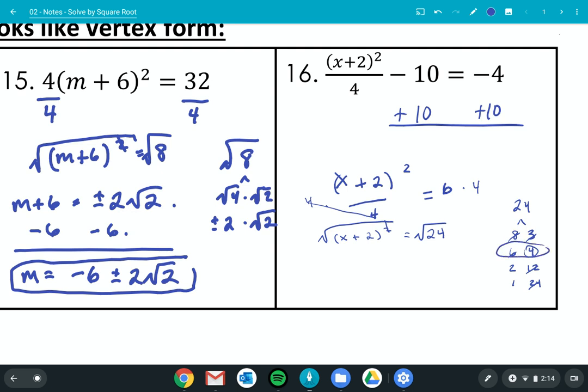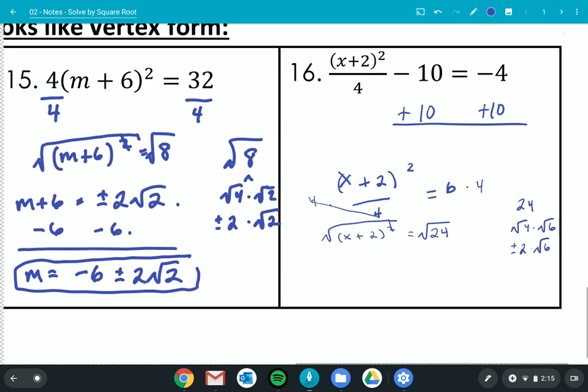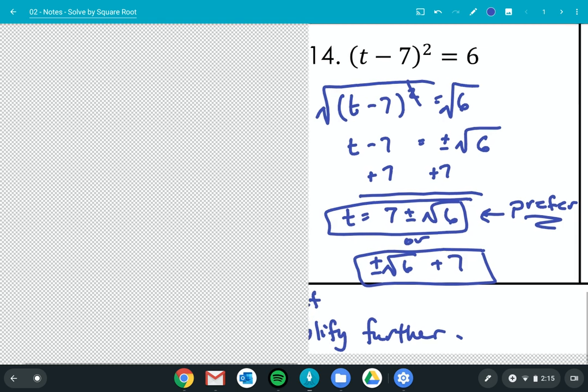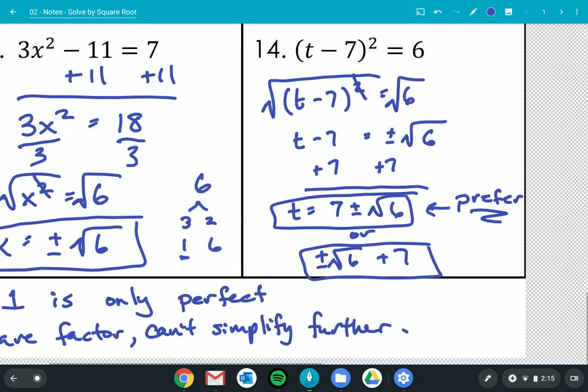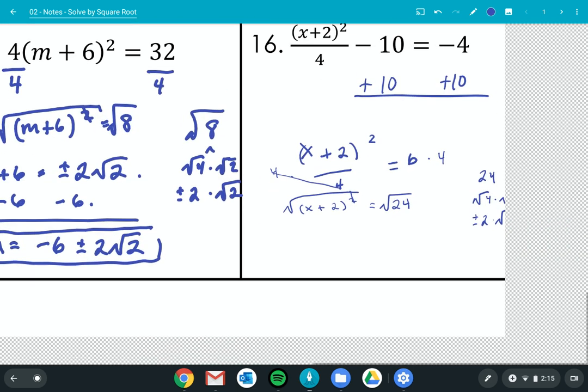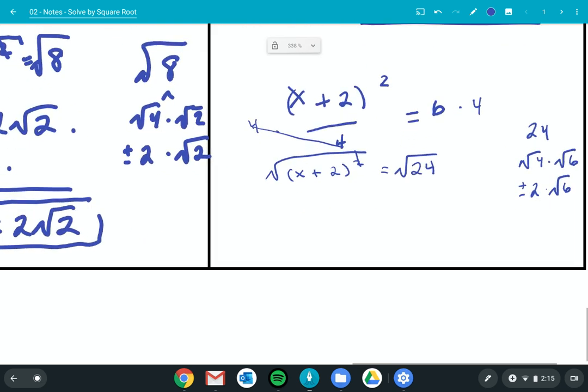So this guy breaks down into the square root of 4 times the square root of 6, starting with the perfect square. Which then breaks down into plus or minus 2 times the square root of 6. And I can leave the square root of 6 there because we've already looked at a problem prior, I believe number 13 and 14, where the square root of 6, we found out, didn't need to be simplified. So I can just leave that as it is. So this guy becomes plus or minus 2 times the square root of 6.